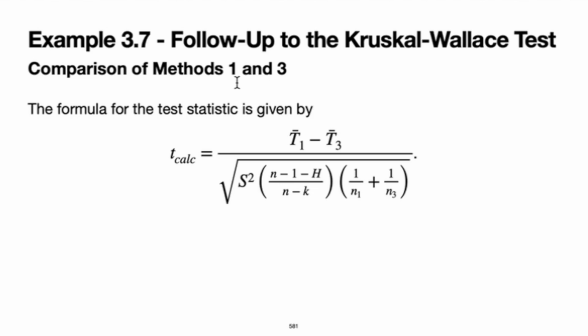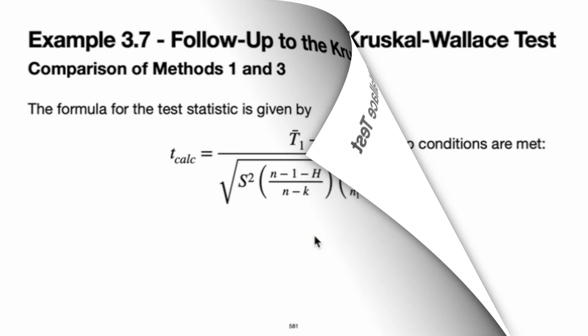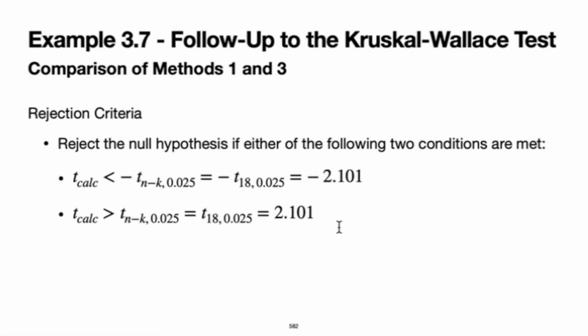And so anyway, we're comparing methods 1 and 3. So we've got t-bar 1 and t-bar 3 in the numerator. And again, the only place downstairs that's going to change is in the sample sizes. So I've got that reflected right here. So that's the formula for the test statistic. We've got the same exact rejection criteria. So we're not going to spend any time again looking at this.